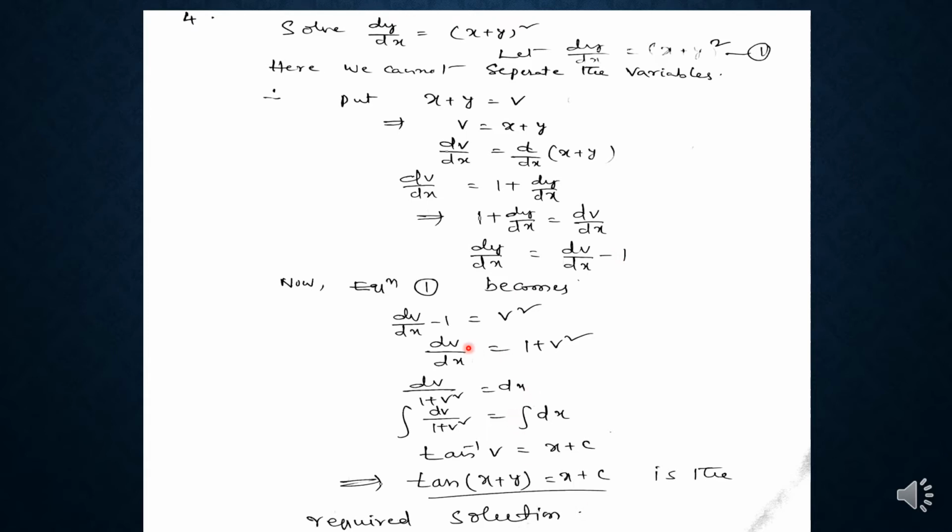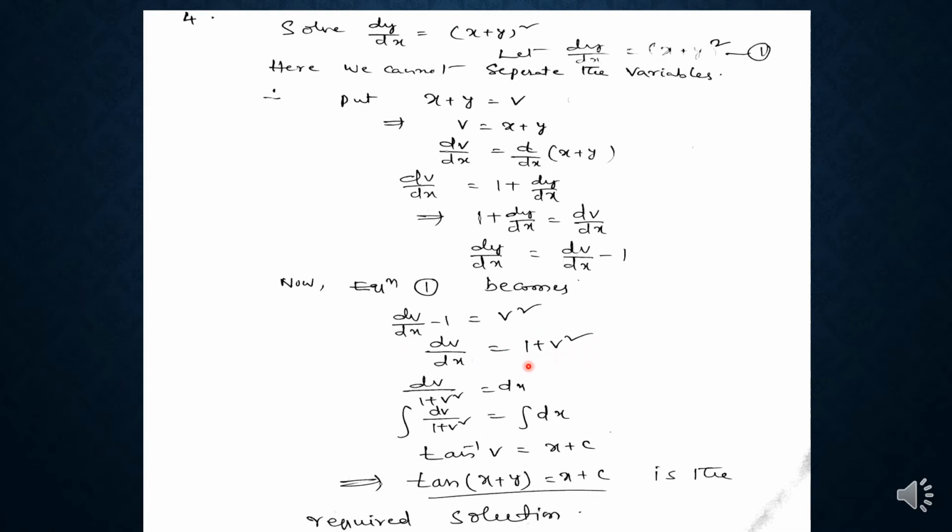Now equation 1 becomes, so what is the first equation? dy by dx is equal to (x plus y) whole square. What is dy by dx? From the previous equation, dy by dx can be written as dv by dx minus 1. So dv by dx minus 1 is equal to (x plus y) whole square, and x plus y can be written as v, so that is equal to v square. Now dv by dx is equal to 1 plus v square.